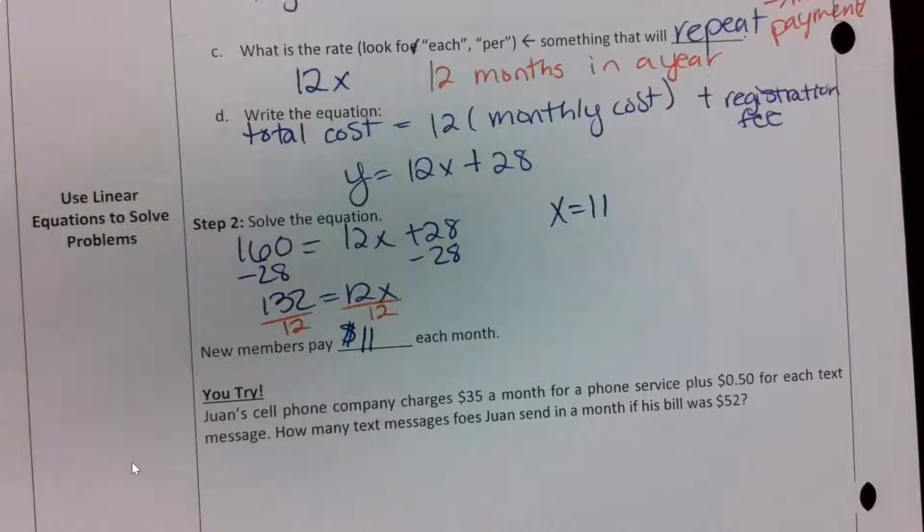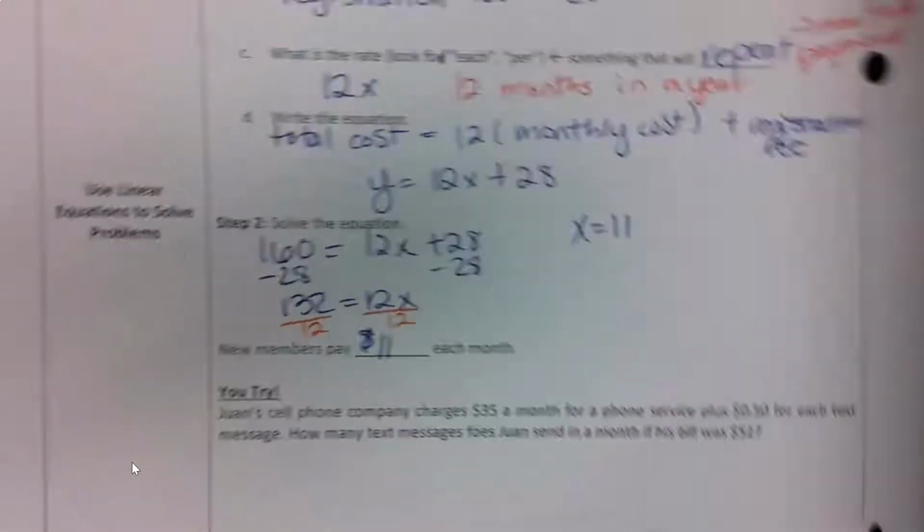Okay, I'm going to skip the you try. You can try that out on your own. The answer you should get for that is 34. So you can try working that out.